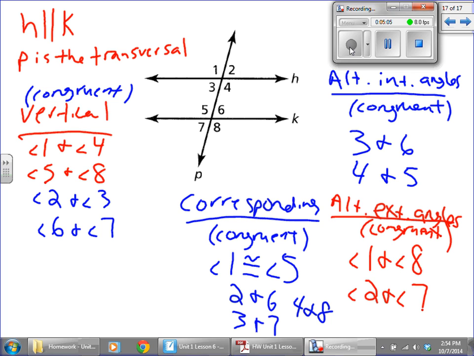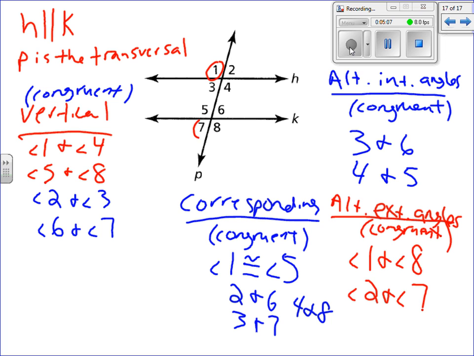Angles 1 and 7 are both exterior angles, but they're on the same side of the transversal, so they are not alternate exterior, they're just both exterior angles. Since they're not alternate exterior, they are not congruent, therefore they are supplementary. So those are the kind of things you have to look for.